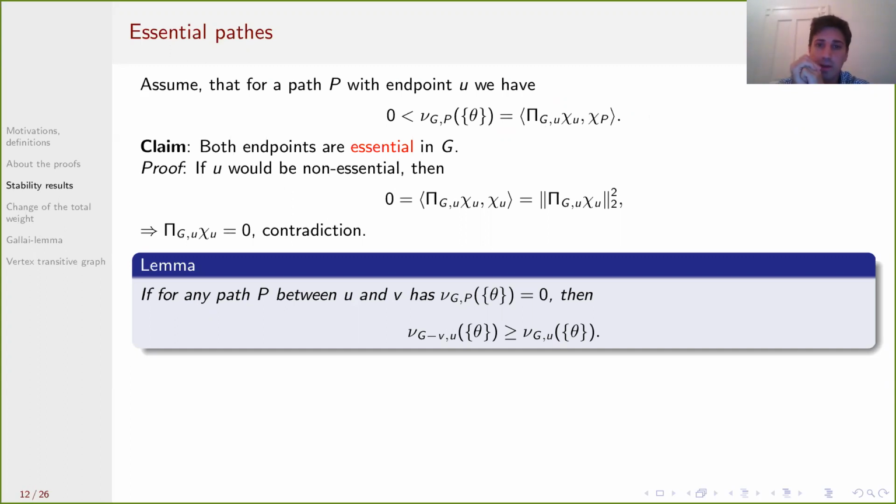The next lemma asks what happens if we have the opposite. We have two vertices, and any path between them is not essential. So for any path that I take between u and v, this scalar product will be 0. What is happening then? I am claiming that if you delete vertex v, then the weight of the atom at u could only increase, it cannot decrease.